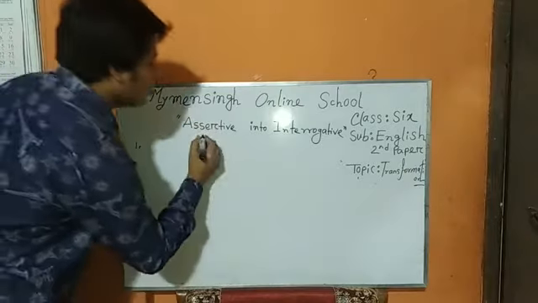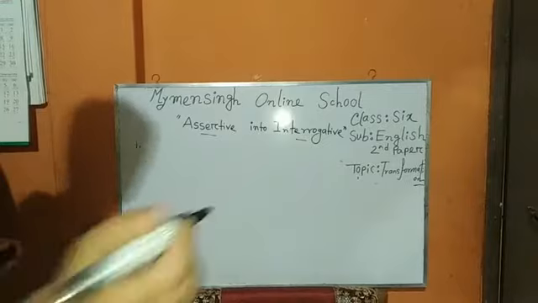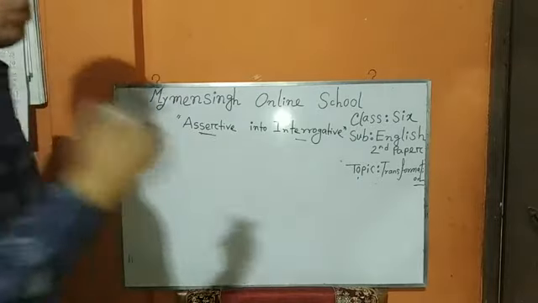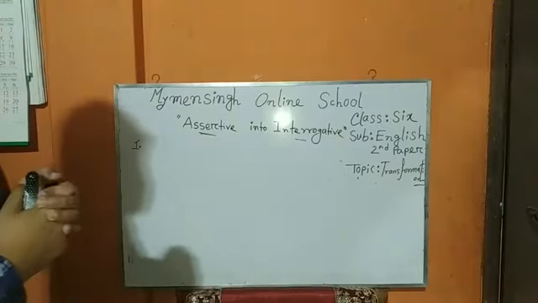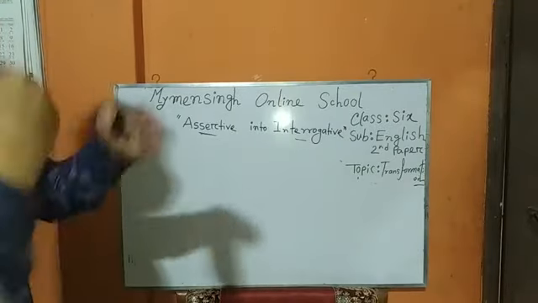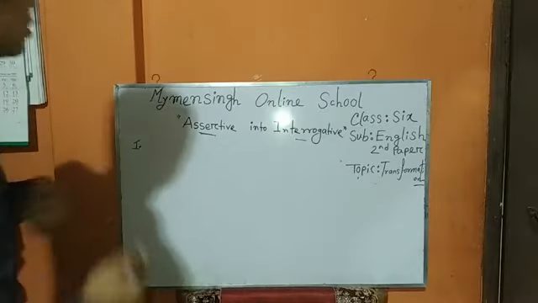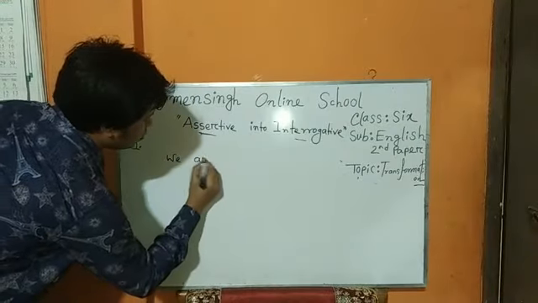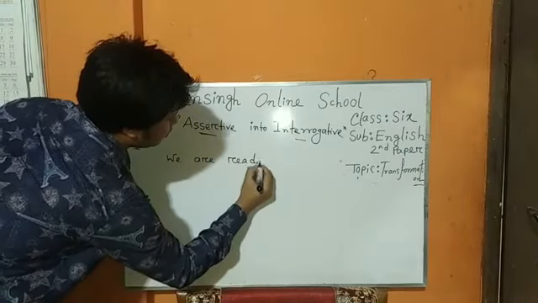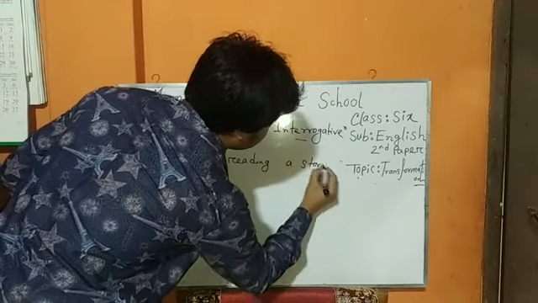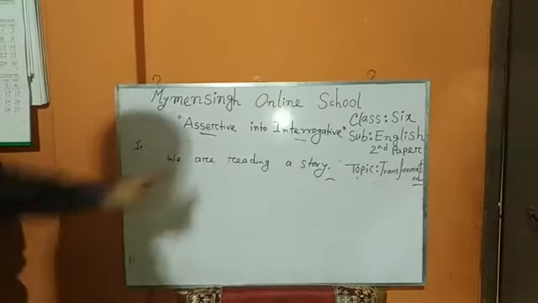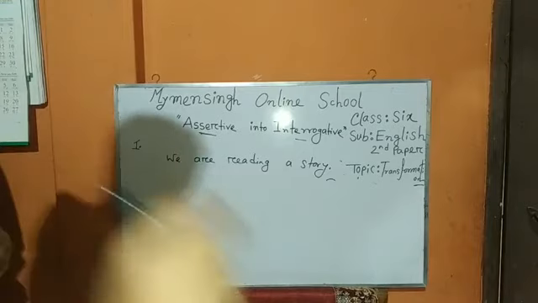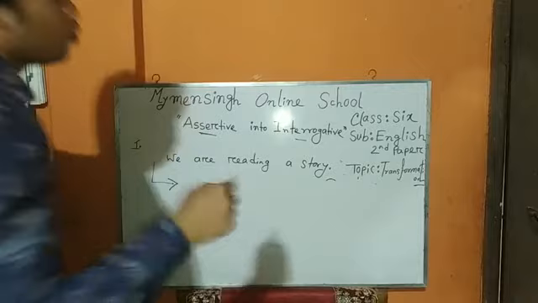Okay, now we are going to assertive to interrogative sentence. And the first rule is, when we find an assertive sentence in affirmative, then we have to change it to interrogative. For example, we are reading a story. It is an assertive sentence and it is in affirmative. We have to change it into interrogative.